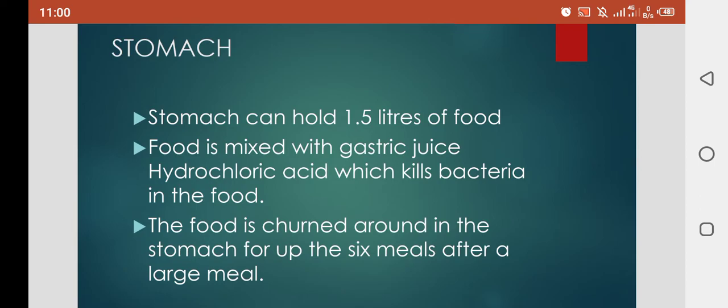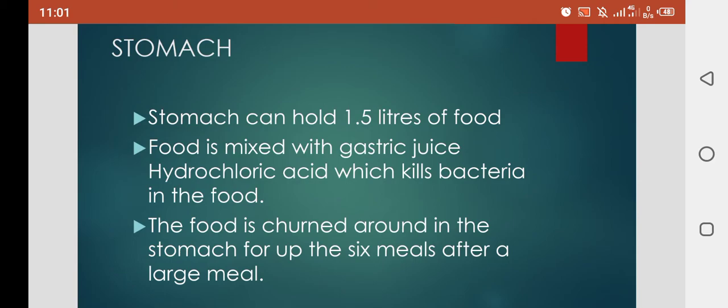Then the stomach. The stomach can hold 1.5 liters of food. This is a very important point. How much food can the stomach store? 1.5 liters of food.